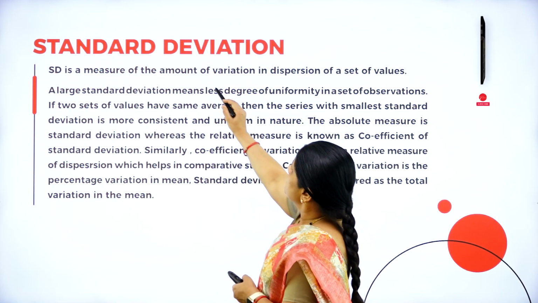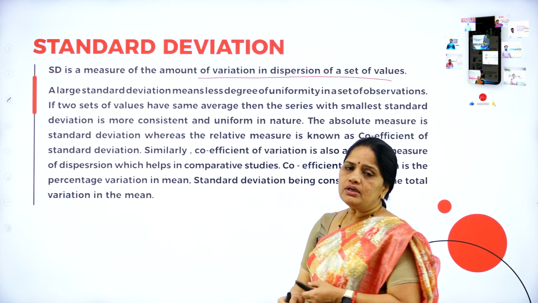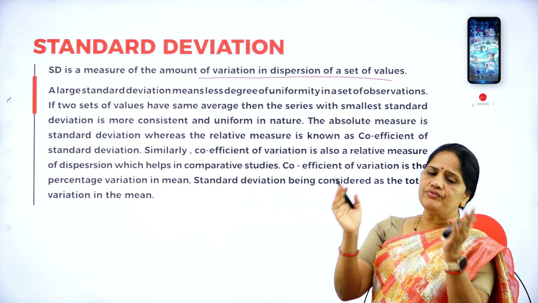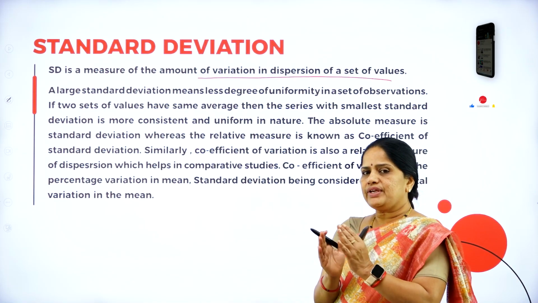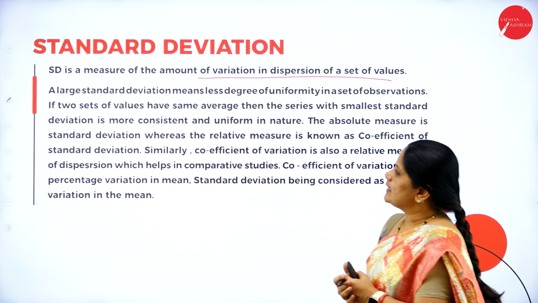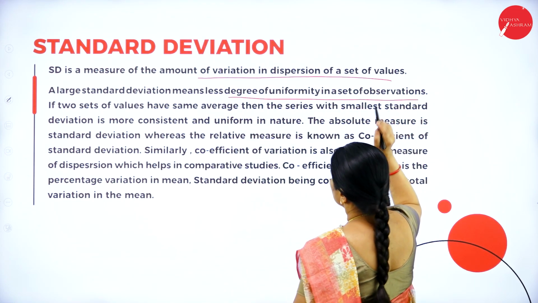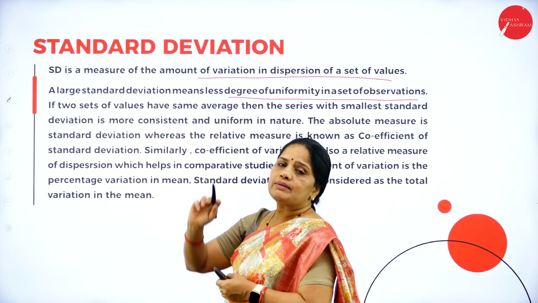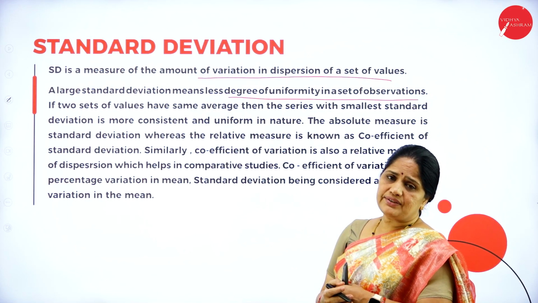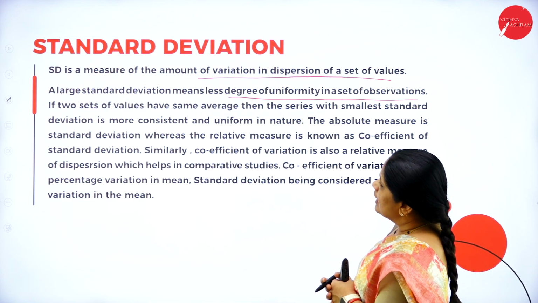Standard deviation is the measure of the amount of variation or dispersion of a set of values. So in the standard deviation, we have the measure of the amount of variation from the mean to the value. That is what we will be learning here. A large standard deviation means less degree of uniformity in a set of observations. So when you are observing certain data, if there is a very large standard deviation, then there is less degree of uniformity in the observations.